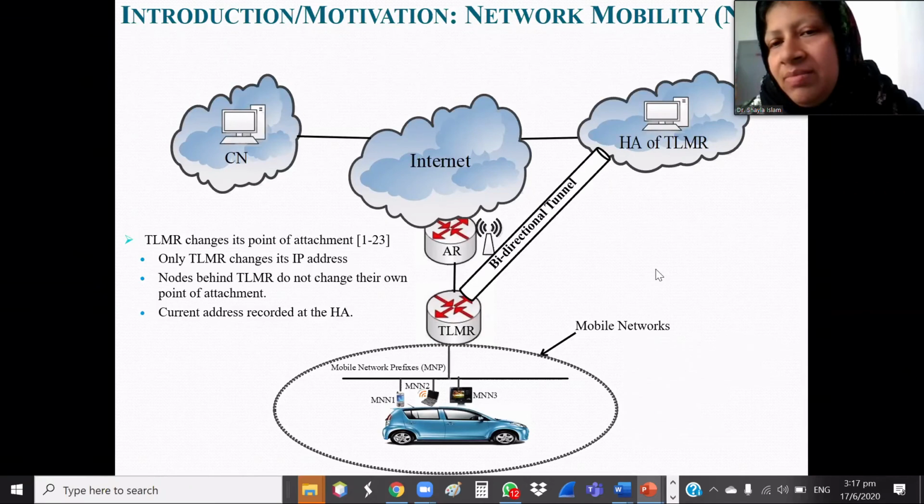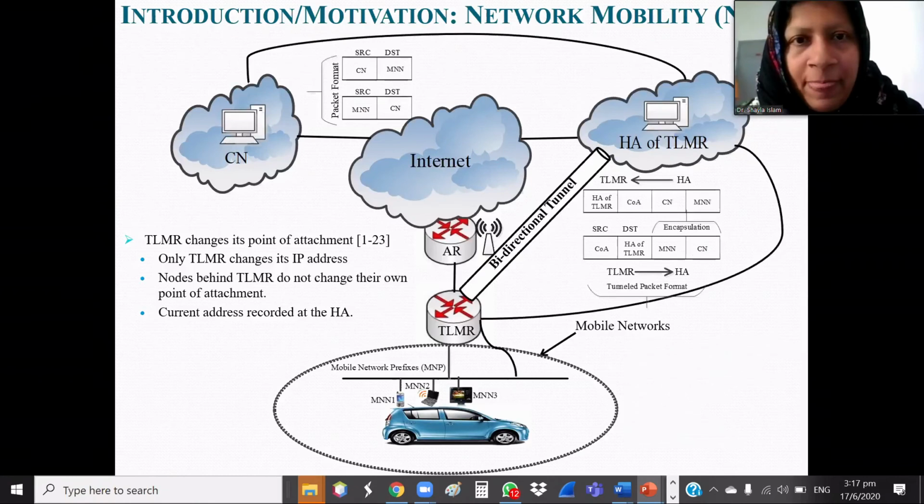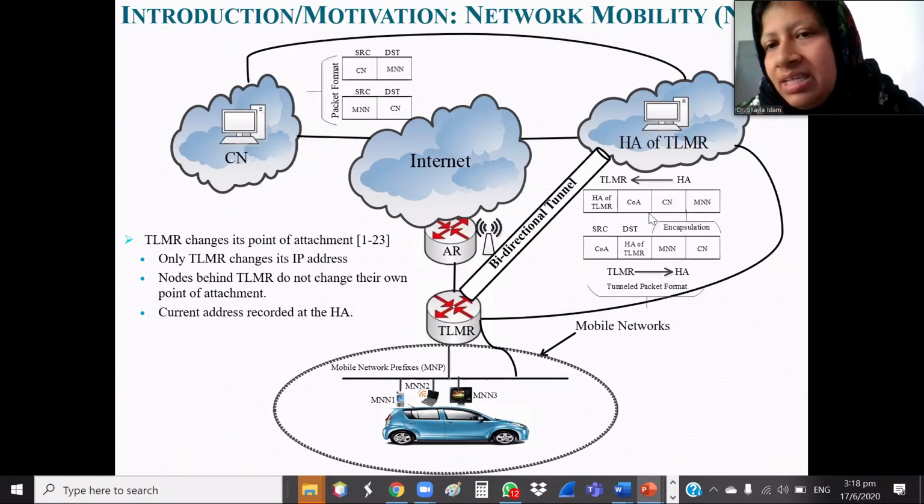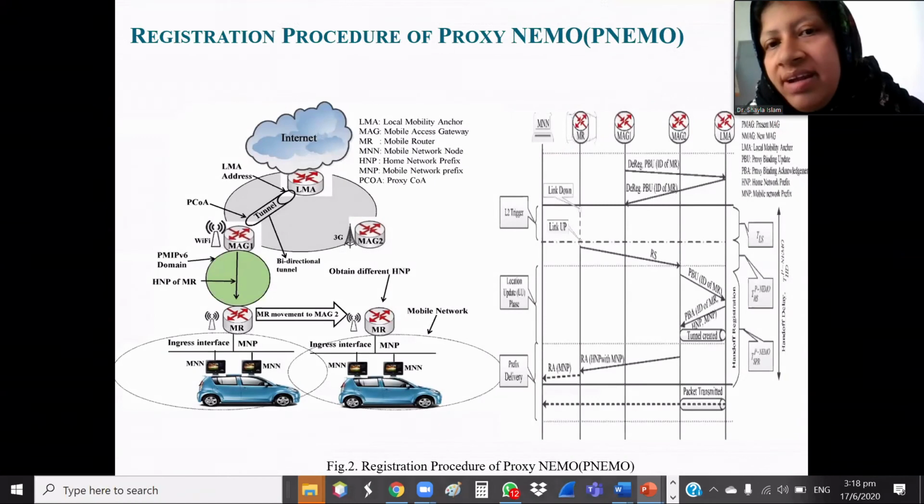So here we can see that they have some packet format, that when they are moving from the home network, their packet format should be like this. This packet should contain the home address of the home agent for this top-level mobile router, as well as its care-of address, meaning the current address should be recorded in this format. And also we have the correspondent node as well as the mobile network node. Mainly here, for this mobile network node, we are focusing only on the local fixed node. And these things are for the tunnel format, we can see. And also we are trying to integrate ProxyNEMO with this mobile architecture. That means we want to integrate the network mobility basic support protocol on ProxyNEMO, on the proxy domain.